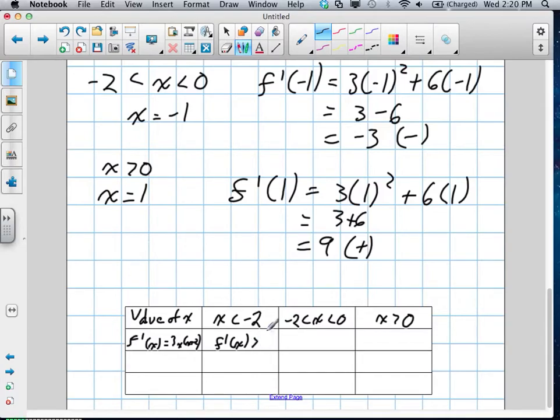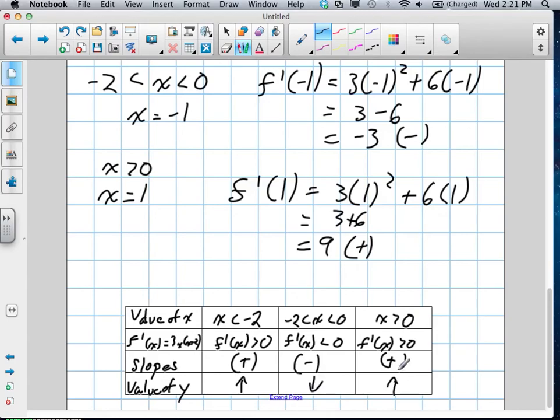Is it increasing or decreasing before -2? Anyone remember? Increasing. So that means it is greater than 0 at that point. f prime of x between here is less than 0, and f prime of x again is greater than 0. So our slopes of our tangents, we're going to say slopes, in this case are positive, negative, positive, and the value of y, the value of our y-axis, is increasing, decreasing, and increasing. Okay, so that would be kind of using a chart to represent all of these things.